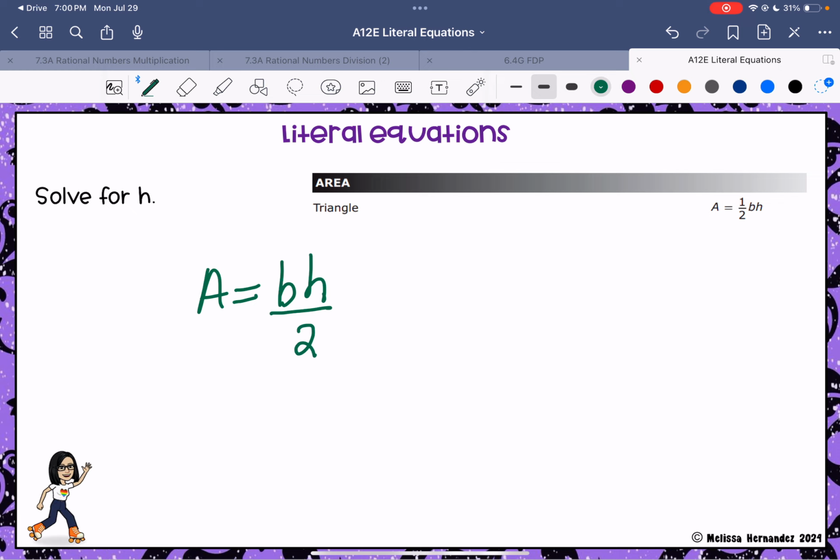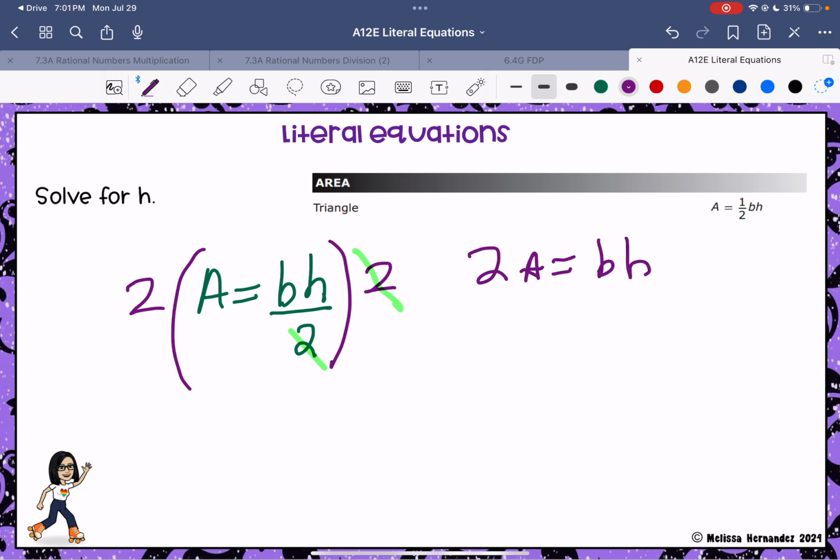I want to get rid of the divide by 2, and the inverse of divide by 2 would be multiply. So I'm going to multiply 2 on both sides. 2 divided by 2 is actually 1, so that will cancel out because 2 over 2 is 1. And then I'm going to multiply the 2 on the other side, which I did. Now I'm going to simplify it. It's going to be 2a equals b times h.